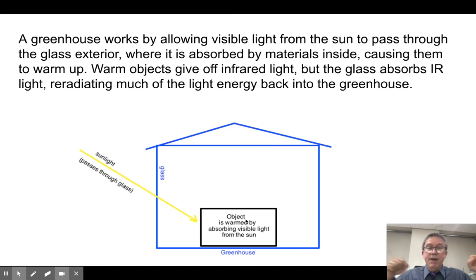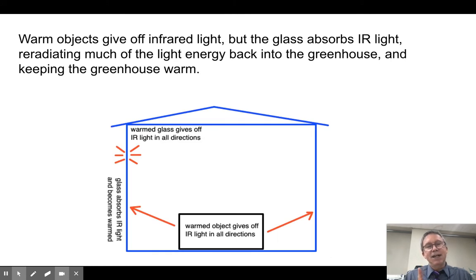And when things get warm, the atoms jiggle faster, and when things jiggle faster, they make infrared light. But here's the deal: that infrared light's not able to pass out through the glass. So whereas the glass let visible light in, it doesn't let infrared light out. It absorbs that infrared light. So the glass heats up and it jiggles.